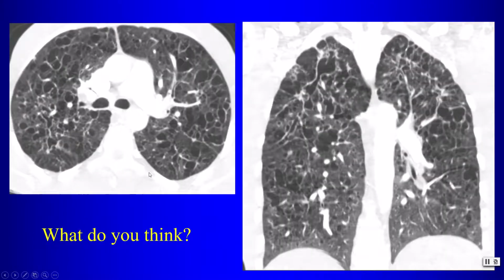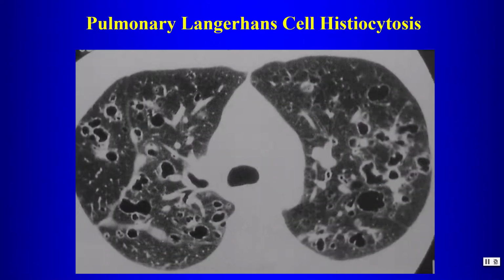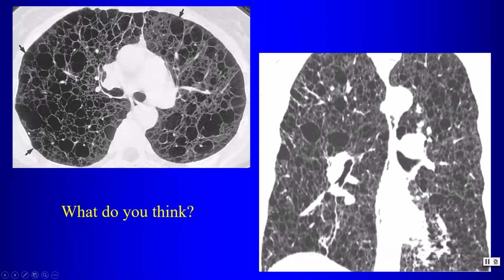Now, what about this case? Cystic lung disease, very bizarre-shaped cysts, tends to be worse in the upper lung distribution. So this is the typical appearance of Langerhans cell histiocytosis. Cysts can be bizarre in terms of shape, and tend to have an upper lung distribution. You might also have nodules associated with Langerhans histiocytosis. Another example here of these bizarre-shaped cysts in this patient with LCH.